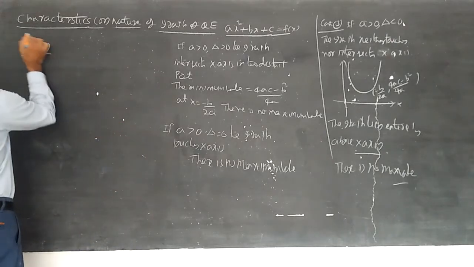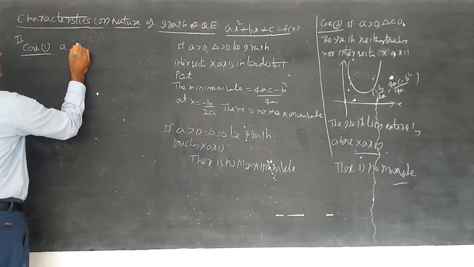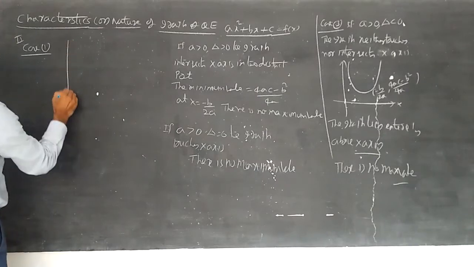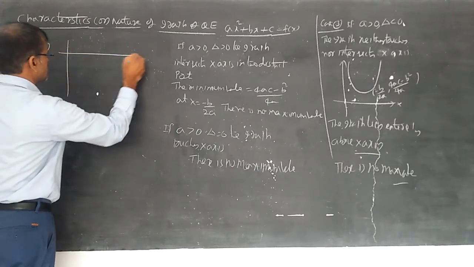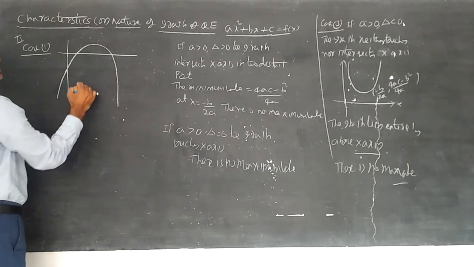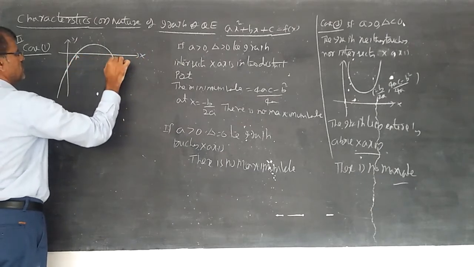Case 1, and the Roman number 2 you can put. Now you can write a less than 0. Let us draw the diagram first of all. Draw like this. This is the y-axis. Put here a and b.